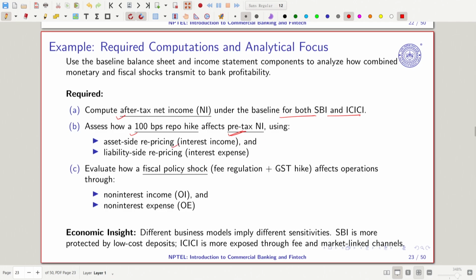Asset side repricing we have to see, and also the liability side repricing we have to see. So interest income and interest expense we have to see. How can we see that if you have fiscal shock coming, fee regulation, GST hike, how it impacts? So here non-interest income, and here you have the non-interest expense. So this is what we get, and this is what we are mentioning here.